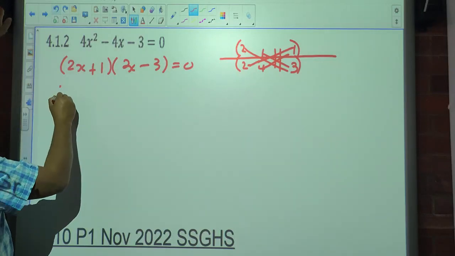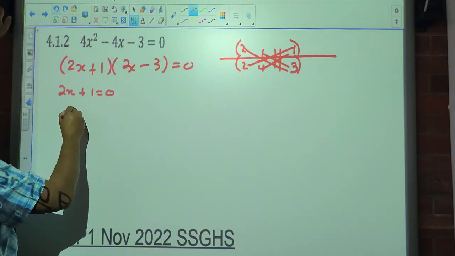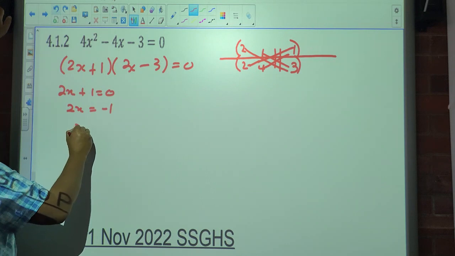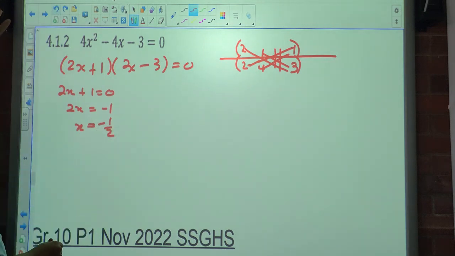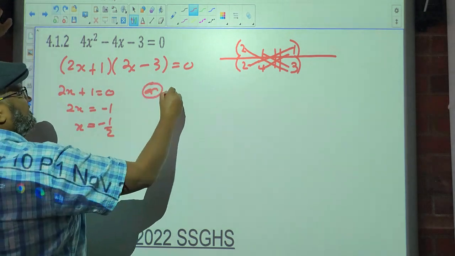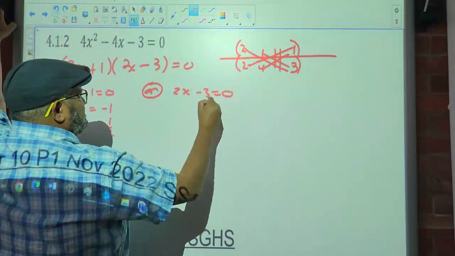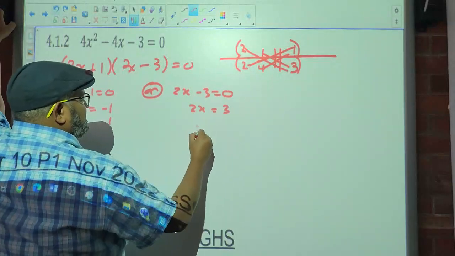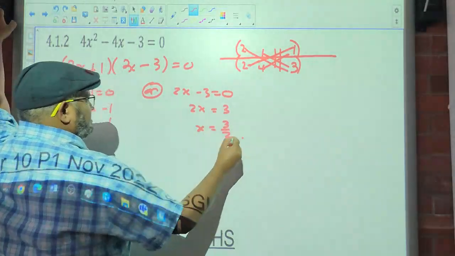Okay. So in other words, 2x plus 1 is equal to 0. 2x is equal to negative 1. So x is equal to negative 1 over 2. Or 2x minus 3 is equal to 0. 2x is equal to 3. Divide by 2.